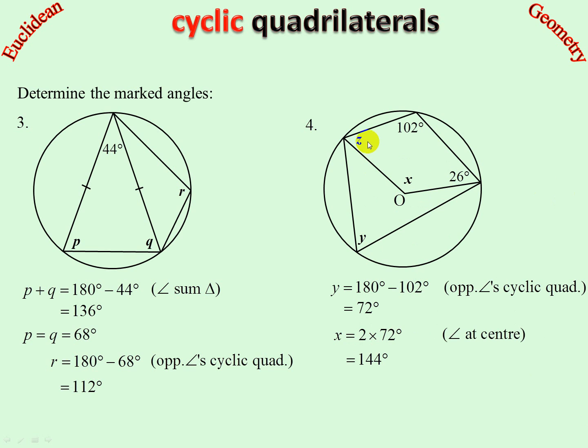Now Z is not equal to anything in this diagram, but Z combines with those other three angles to give you the angles of a quadrilateral, which add up to 360 degrees. Therefore Z is 88 degrees.